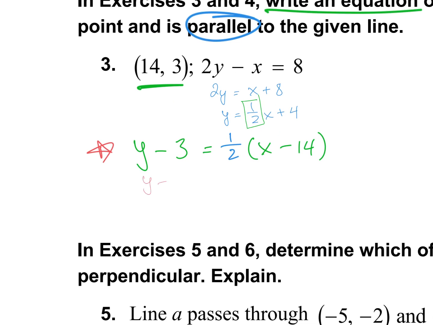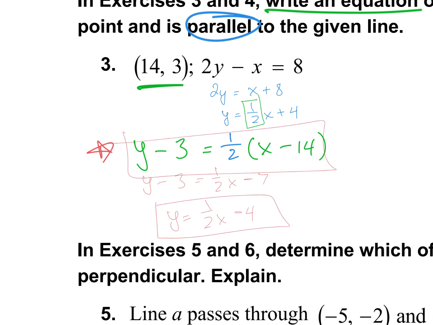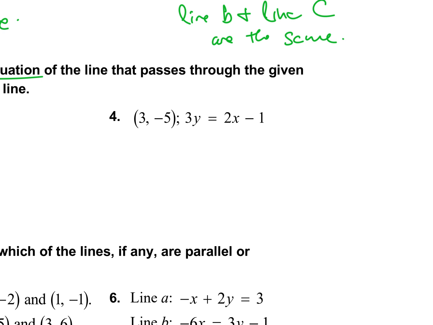So y minus 3 equals 1/2 times x minus 7. You're going to add 3 to get y equals 1/2 x minus 4. That's an answer. That's an answer. Same thing on this one. It's just going to be a little bit faster because I don't need to do 2 moves. I just need to divide by 3, and I get y equals 2/3 x minus 1/3.